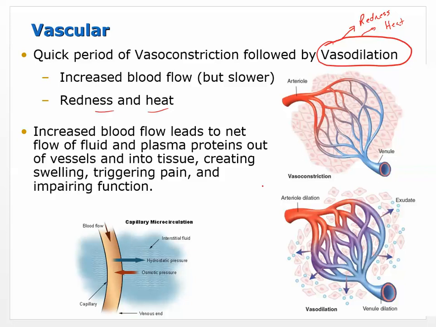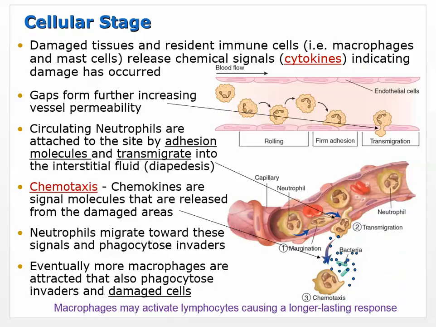We have certain chemicals, like substance P and bradykinin, that will directly bind to a receptor and say, okay, send a message to the brain that something's broken here, and that message is going to be, like I said, pain. And then it's going to impair the function. Okay, so all of these are the cardinal signs. And then we move to the cellular stage.